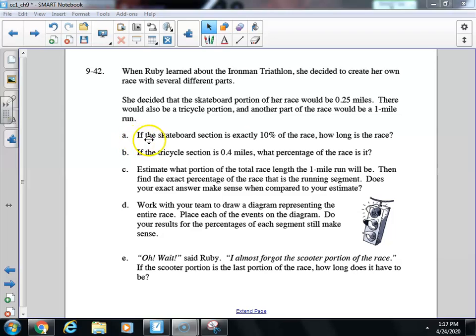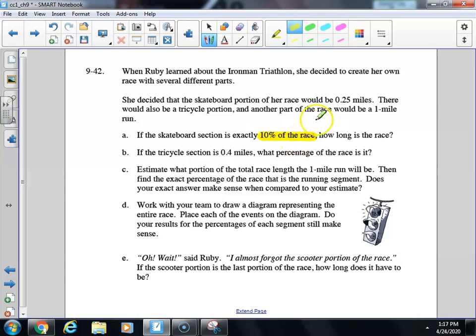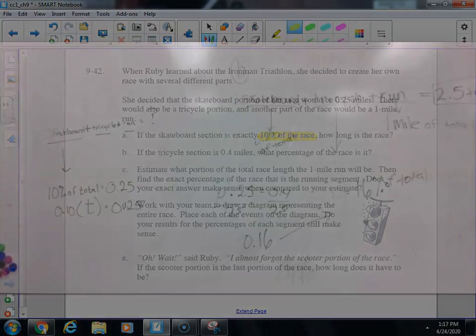Alright, so question A says if the skateboard section is exactly 10% of the race. So that's really important. When you see the word "of," I like to highlight "10% of the race." How long is the total race? Meaning we don't know how long the race is, which means we can use a variable.